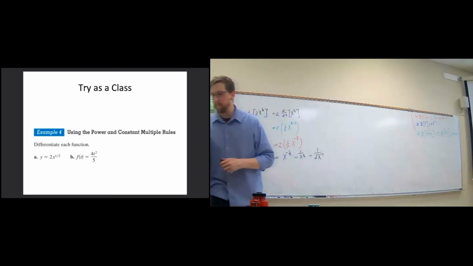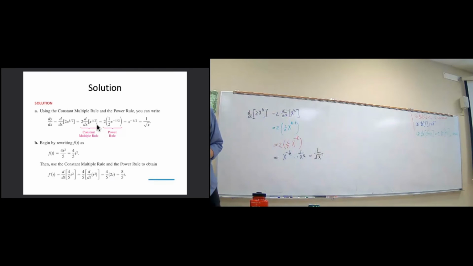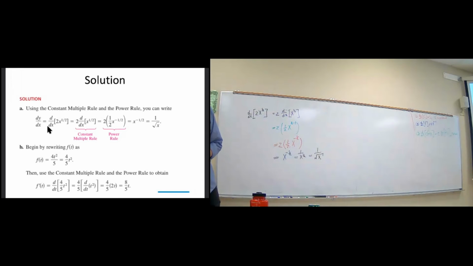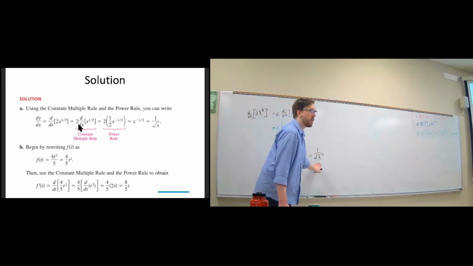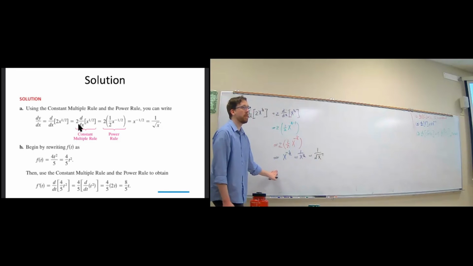So let's compare. Check it out. The first thing they do is they pull out that 2, right? So far, so good. Then they apply the power rule. And then they go ahead and they rewrite it. First they simplify, and then they rewrite it. Like I said, all 3 of these are equivalent ways to write this. Is everybody cool with that? Dope. So did that use the constant multiple and the power rule?